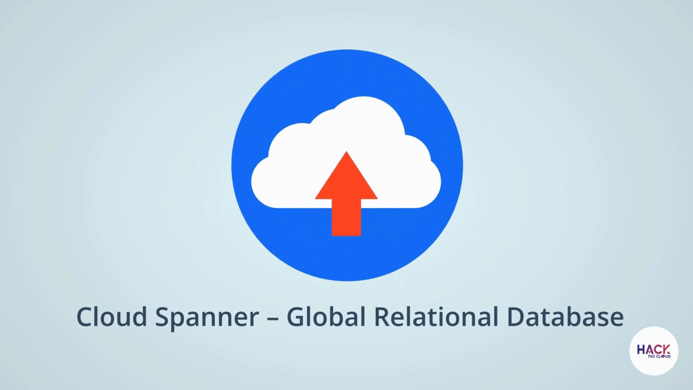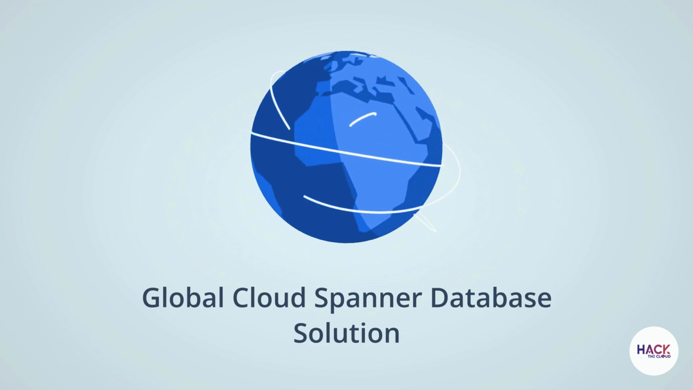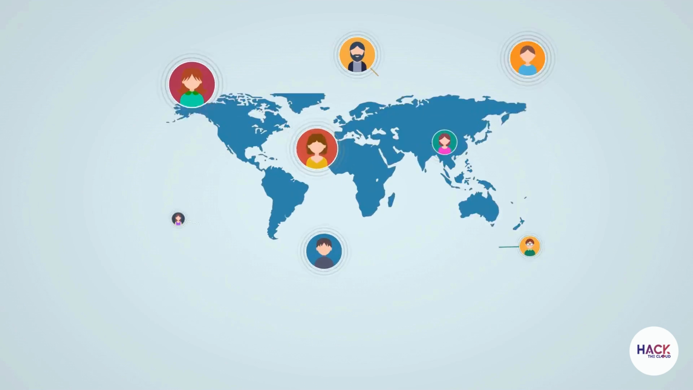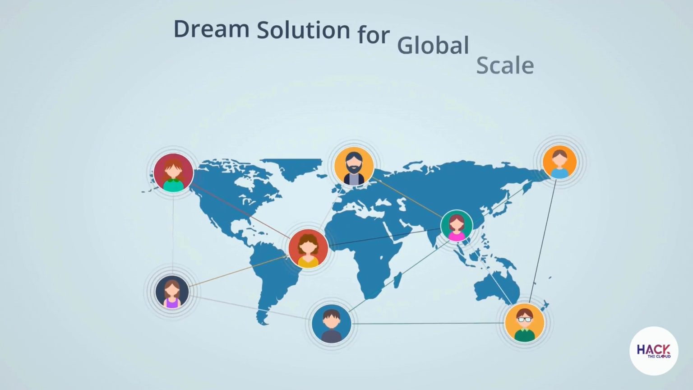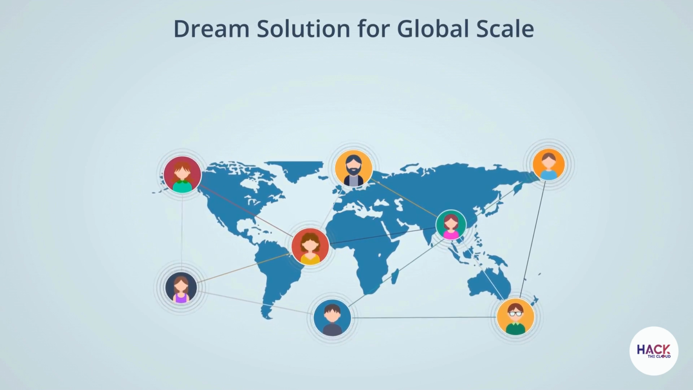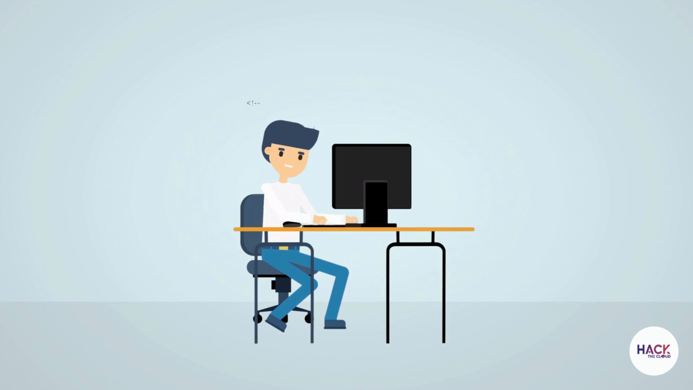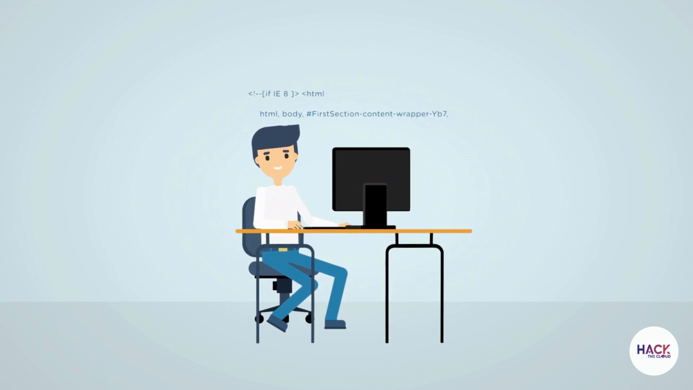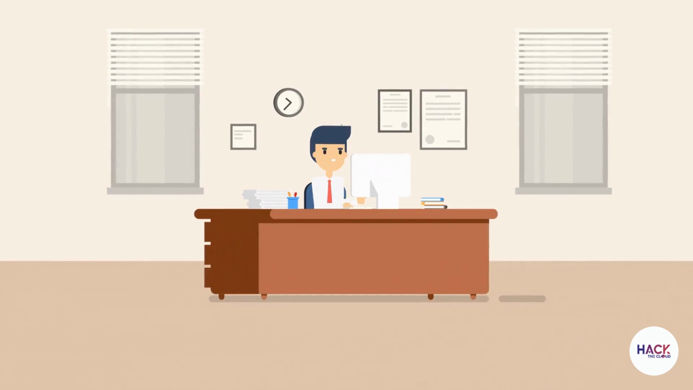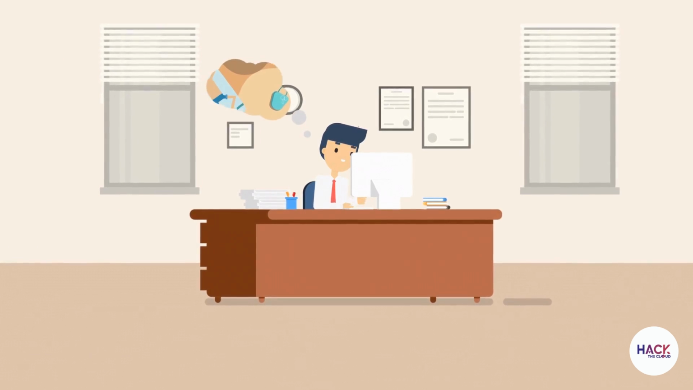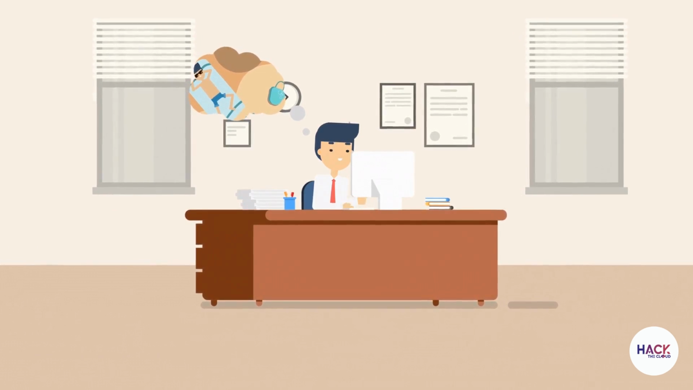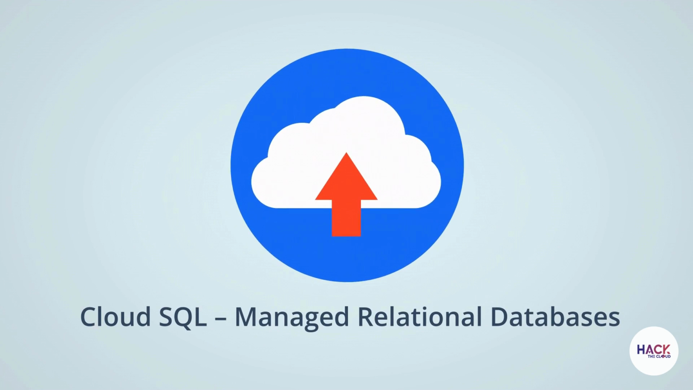Cloud Spanner, global relational database. Next up is Cloud Spanner, which is kind of like the unicorn of storage solutions. It's a fully managed, horizontally scalable relational database that works across the globe. It's strong in consistency and availability, which makes it ideal for large-scale apps like gaming backends or global financial services. It's basically the dream when you need relational data and global scale, but don't want to compromise on performance or availability.